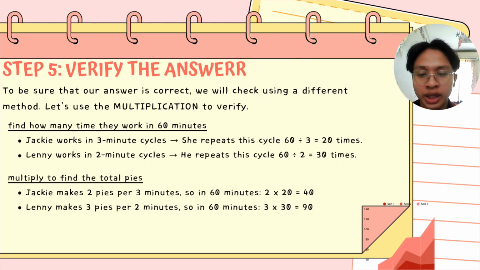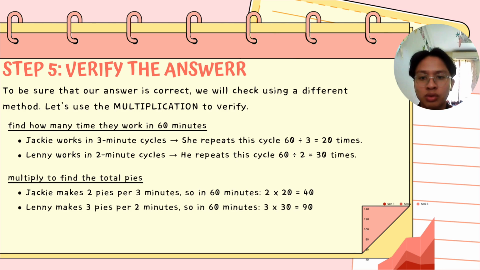Last step in the Krulik and Rudnick approach. Step 5, which is verify the answer. To be sure that our answer is correct, we will check using a different method. So let's use multiplication to verify. First, find how many times they work in 60 minutes. Jackie works in 3-minute cycles, so she repeats the cycle 60 divided by 3, which is 20 times. While Lenny works in 2-minute cycles, he repeats the cycle 60 divided by 2, which is 30 times. So we multiply to find the total pies.